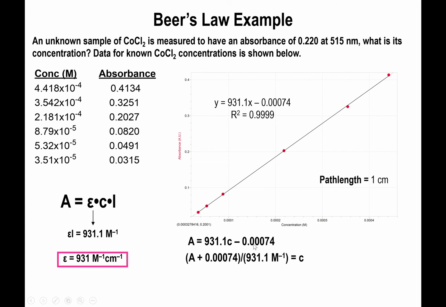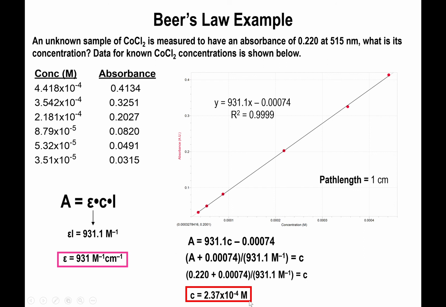Okay, so what we basically do is we solve for the concentration. We add 0.00074 to both sides, that's been done right here, and then we divide by 931.1 to solve for the concentration. All right, so we just plug in the value of the absorbance, 0.220, as shown up here. We carry on with the addition, and then we divide the resulting value by 931.1 and find out that the concentration is 2.37 times 10 to the negative 4 molar.